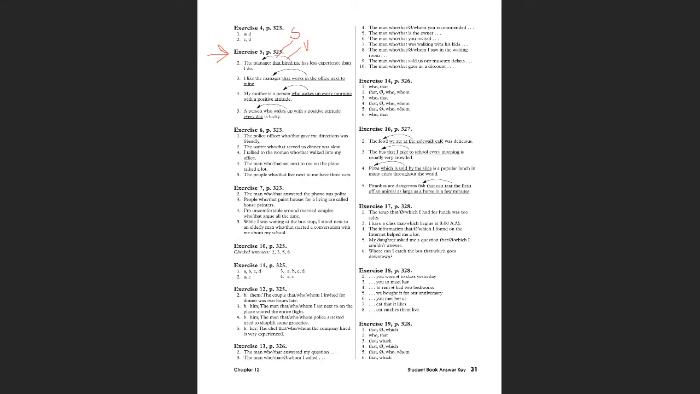All right, let's go over to exercise 6. This is the new one that we have not checked. Let's see, Amani, what did you put for number 1? Okay, number 1, I put the police officer who gave me directions was friendly. I'm going to underline here the adjective clause. That is correct. We can use who or that, and then we have the verb gave, and then the other words, me directions.